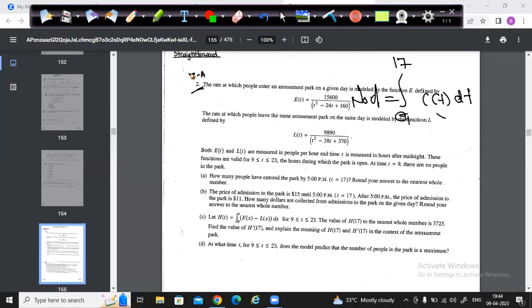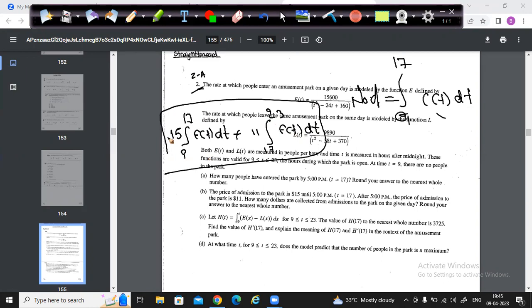The price of admission to the park is $15 until 5 p.m. After 5 p.m., the price of admission to the park is $11. How many dollars are collected for admission to the park on the given day? Round your answer to the nearest whole number. So simple, right? The price is $15, $11. So 15 into integral of 9 to 17 E of t dt plus 11 into integral of 17 to 23 E of t dt.